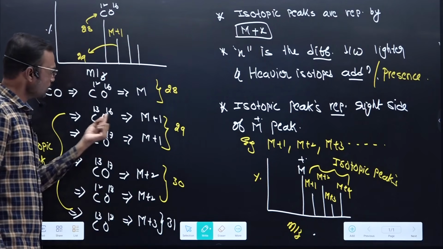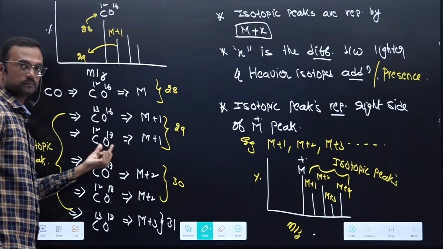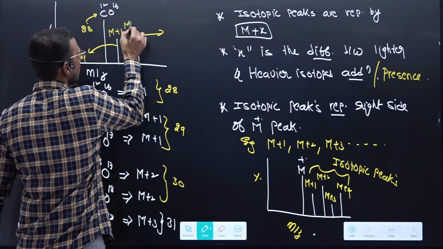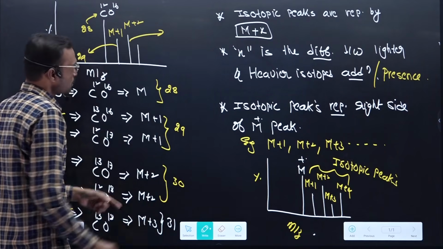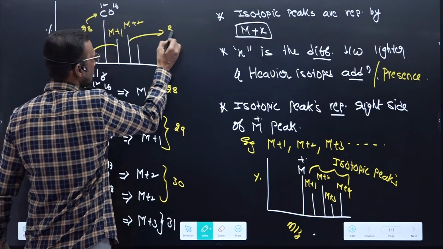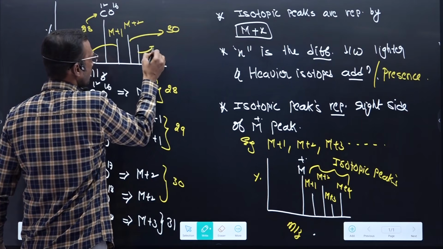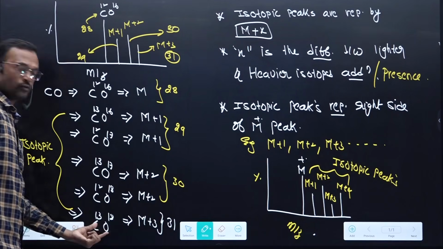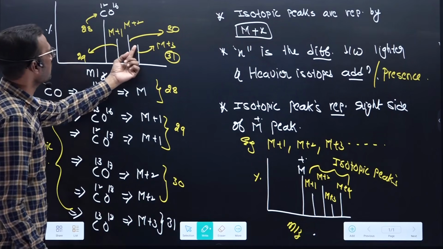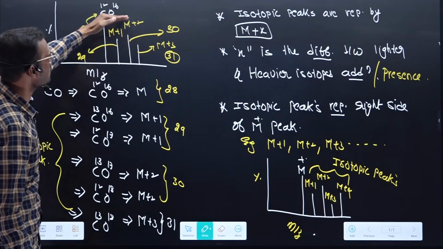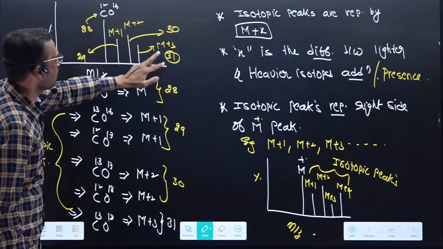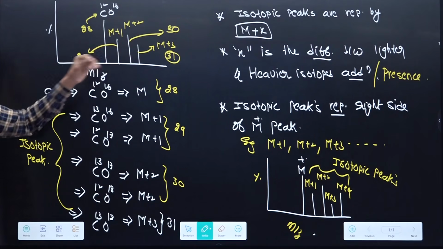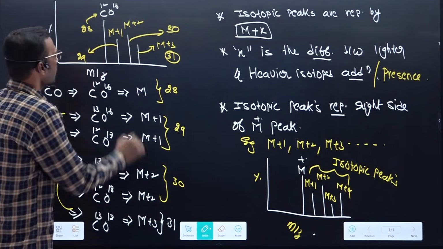In the M plus 1 peak, these two ions' availability is present. Now this is the M plus 2 peak, with value 30. Now this becomes M plus 3, with its abundance with respect to the molecular ion. So these three peaks, additionally after the molecular ion with lighter isotopes, belong to isotopic peaks whose availability is very poor. These are represented exactly on the right side of the molecular ion.